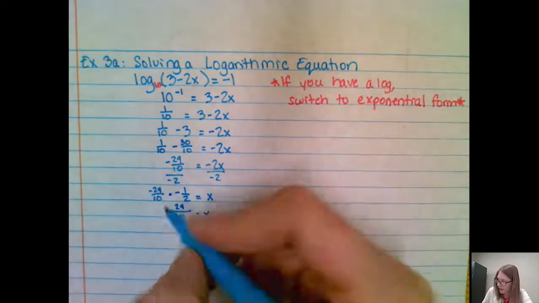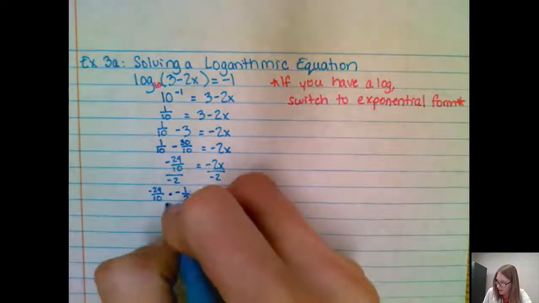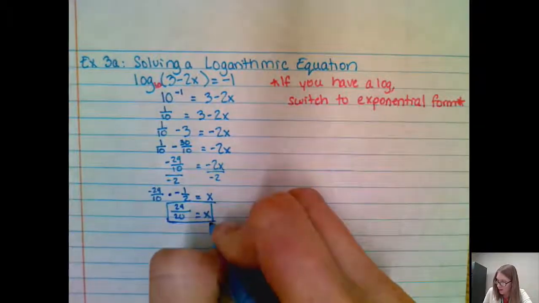And 29 over 20 can't simplify, can't reduce at all. So my answer, x, is 29 over 20.